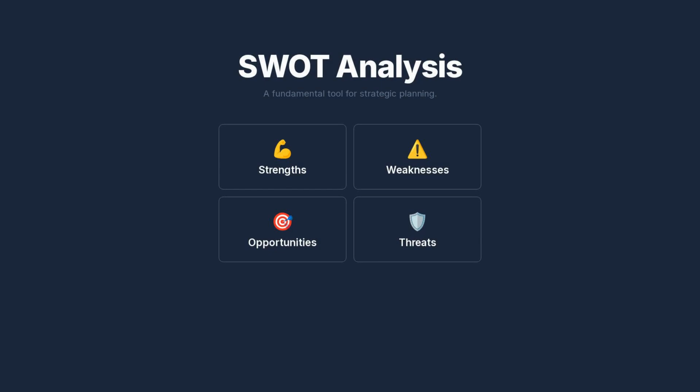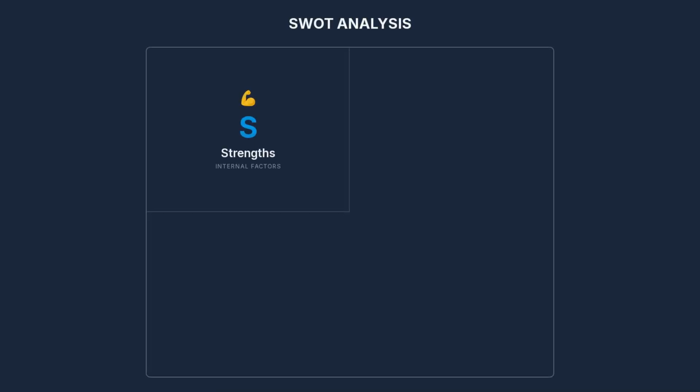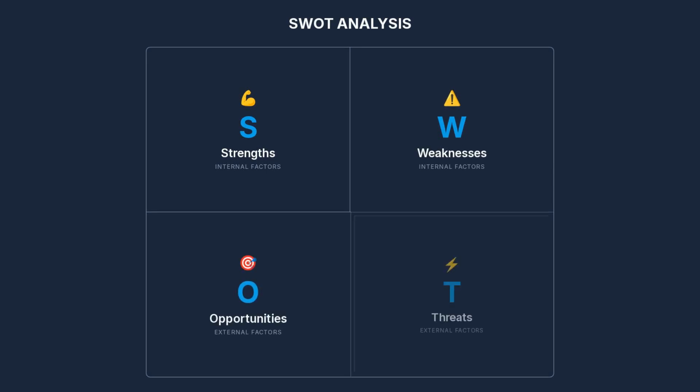By the end of this video, you'll understand each component of SWOT and how it can help you evaluate and improve your business. So, let's get started. SWOT Analysis stands for Strengths, Weaknesses, Opportunities, and Threats. This framework helps businesses assess internal and external factors that can impact their success. By identifying these elements, companies can develop strategies to capitalize on strengths and opportunities while mitigating weaknesses and threats.